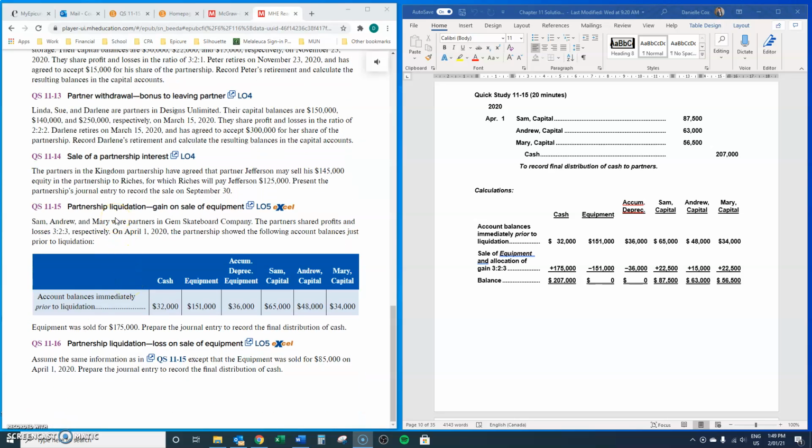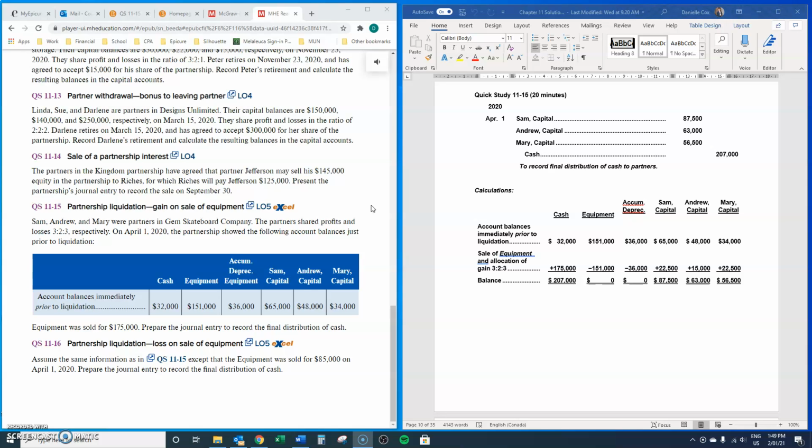Someone asked a question about Quick Study 11-15, so I'm going to go through that one. Sam, Andrew, and Mary were partners in Jim's skateboard company. The partners shared profits and losses at a ratio of 3:2:3, respectively.